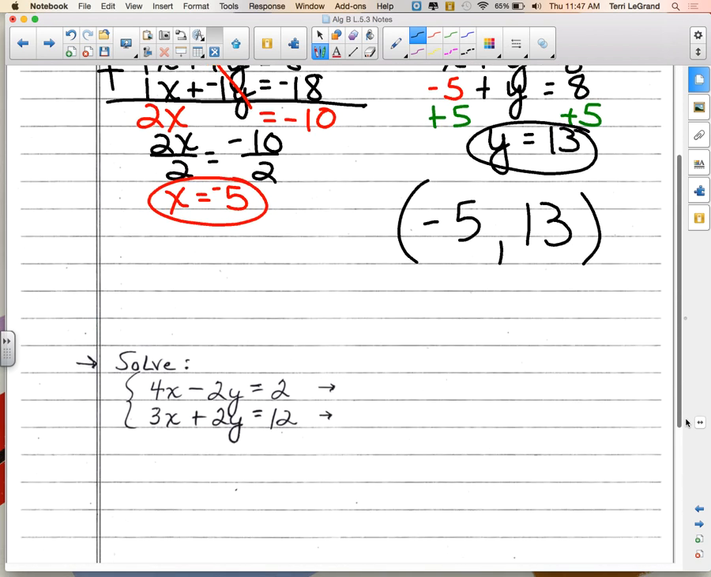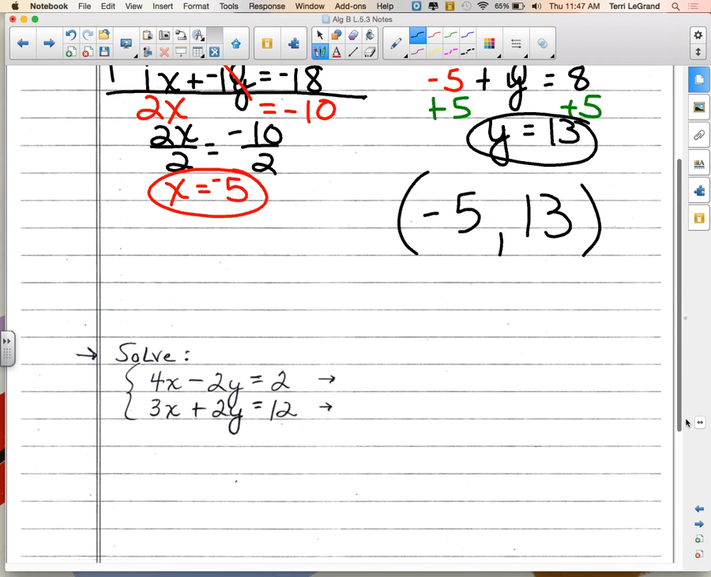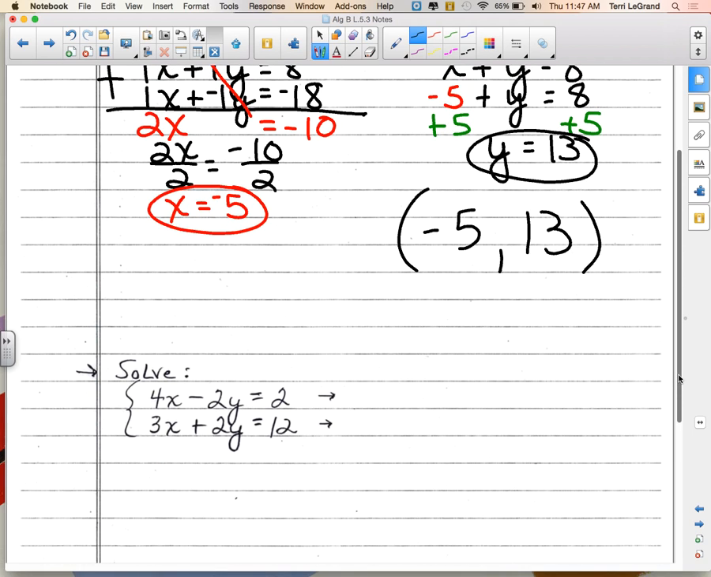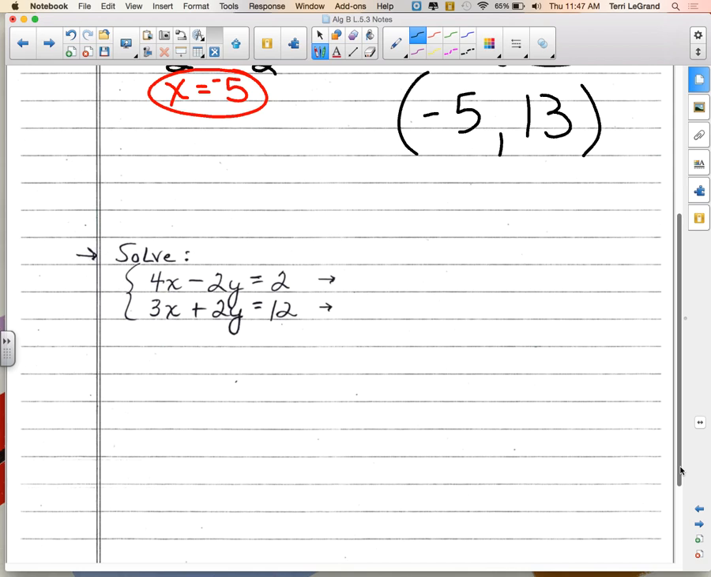Okay. Any questions? Okay, I want us to rename the next one, and then after we rename it, I'm going to let you go to work and solve. We really only need to rename the first one because it has subtraction in it. So let's rename it as 4x what? Plus negative 2y equals 2.